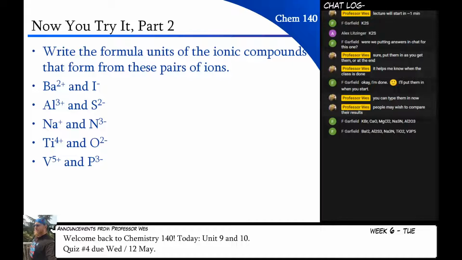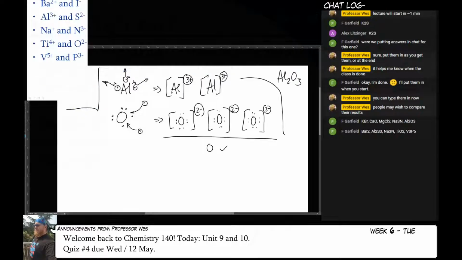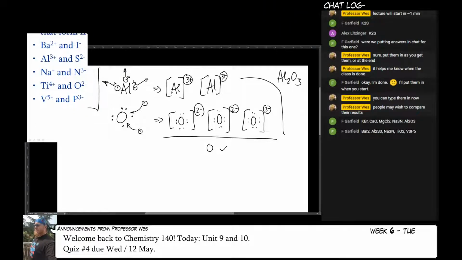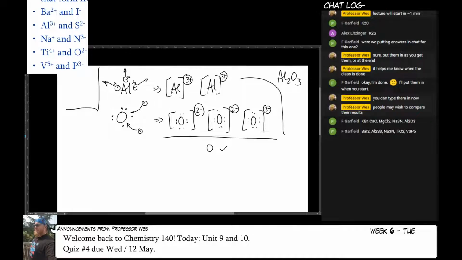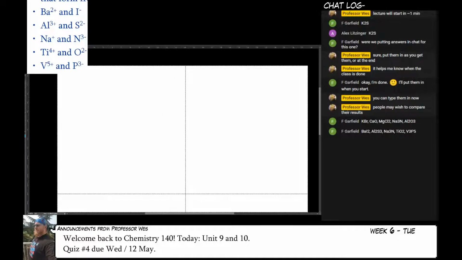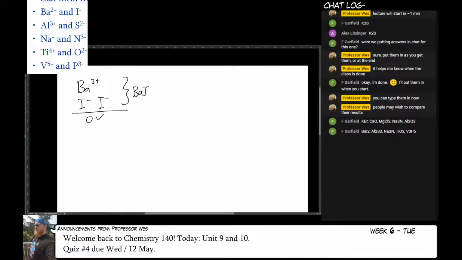All right, so same premise as before. I'm on the wrong screen for this. There we go. We're going to write out ions until we have everything balanced out. So for barium and iodine, those obviously don't balance out. I have a remaining charge. So I'm going to add an extra negative so it balances out. And there's your formula.